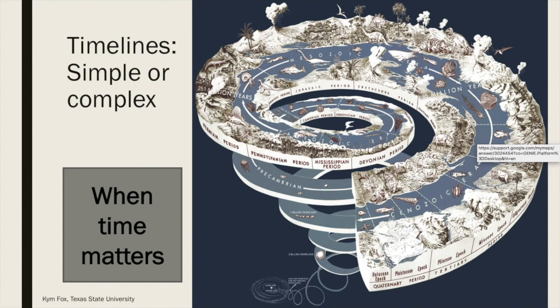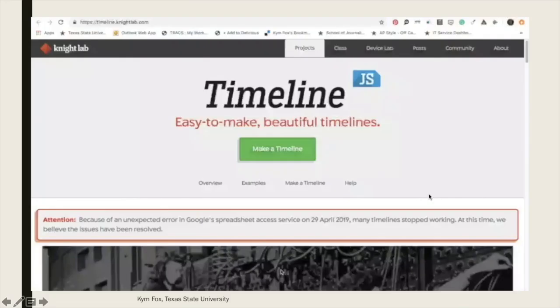Timelines, of course, this makes sense, right? So over a space of time. This is a timeline. Obviously, it's sort of an artistic rendition, but time often matters. So Timeline.js, which is akin to the story map. These are free tools from the Knight Lab. So this is a very easy and useful way to create a timeline.